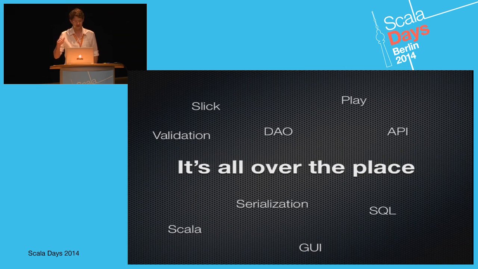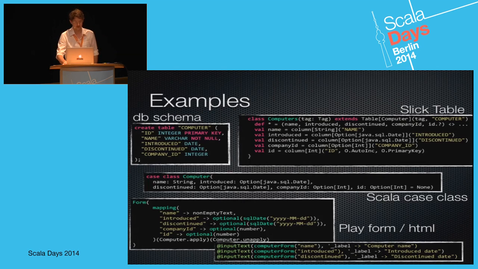There's the Slick stuff and validation stuff and the DAO and Play code and your REST API if you have one, and if you serialize stuff and other Scala code, your GUI, SQL code you write. And here are some examples, like the DDL on the top left where you see the table and all the columns, or the Slick table on the top right where you see table and columns again, or the case class in the middle, very similar. The form for Play to do some validation, and then on the bottom left, the calls to generate HTML code.